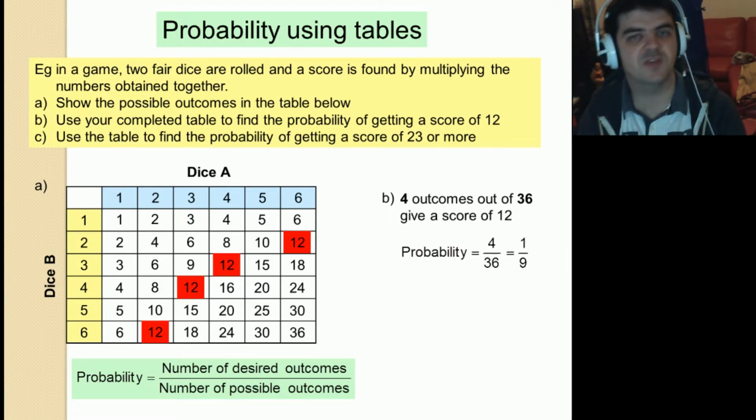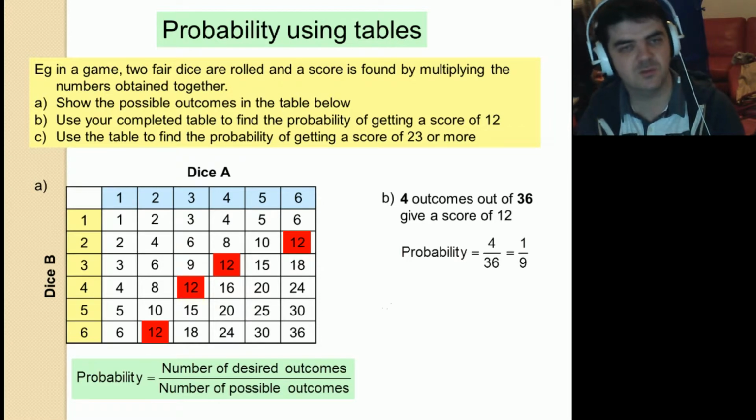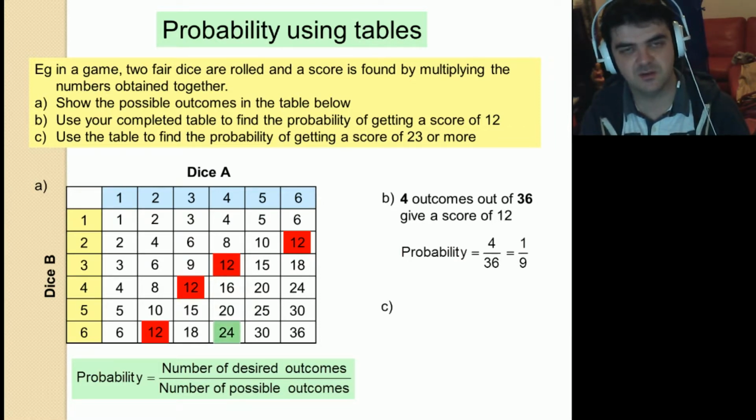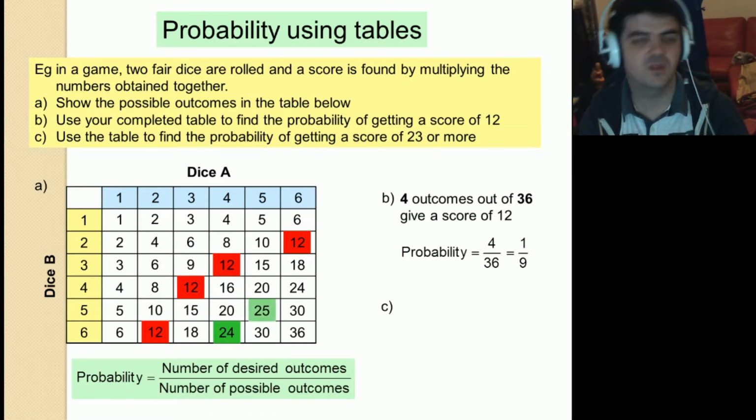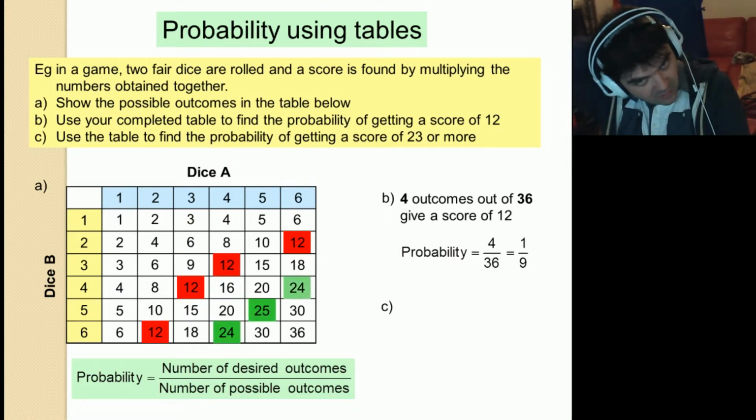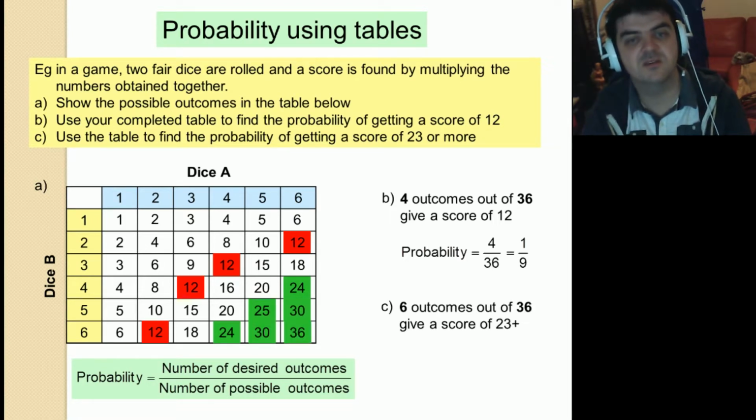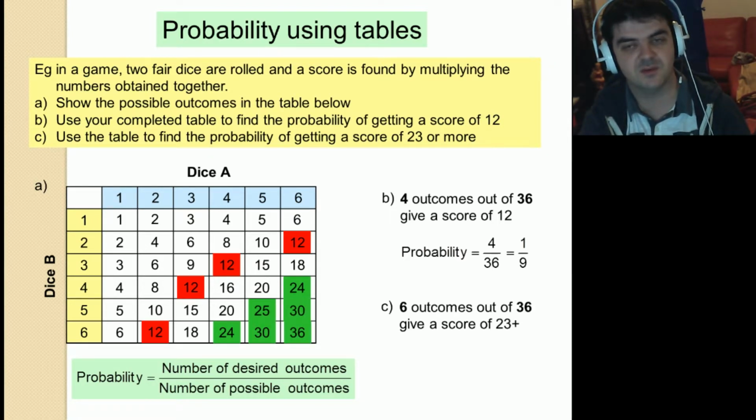Let's use the table to find the probability of getting a score of 23 or more. Well, there's not that many 23s or more in the table. In fact, there are 1, 2, 3, 4, 5, 6. There are 6 outcomes out of the 36 that give a score of 23 or more. So that's 6 over 36, or a sixth.